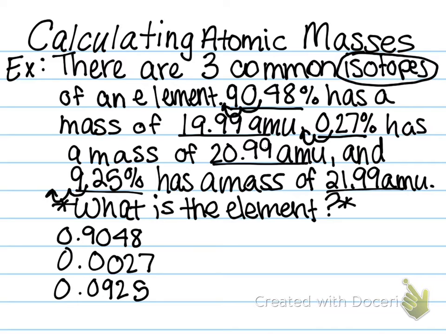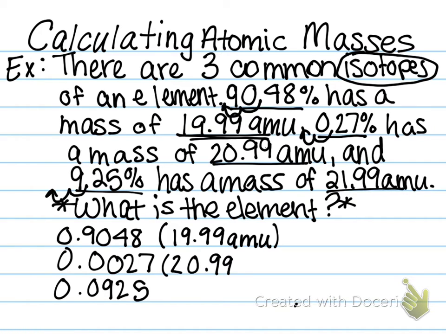Then we can multiply each one of these by the mass that's listed with them. This 19.99 AMUs is listed right after the 90.48, and it says the 90.48% has a mass of 19.99, and so those two are going to go together. We're going to multiply them together in our problem. And then we can do the same thing with the 20.99 and the 21.99 AMUs also.